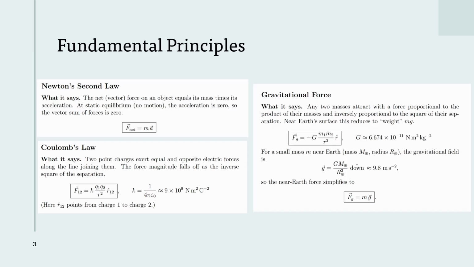We can justify these results with three fundamental principles. First, Newton's second law, which states that the net force on an object is equal to its mass times its acceleration. Coulomb's law, which essentially represents the electric force between two objects along a line between them, proportional to the charges themselves and inversely proportional to the square of the distance between them. And gravitational force, where near the Earth's surface, it's mass times 9.8 meters per second squared pointed downward.